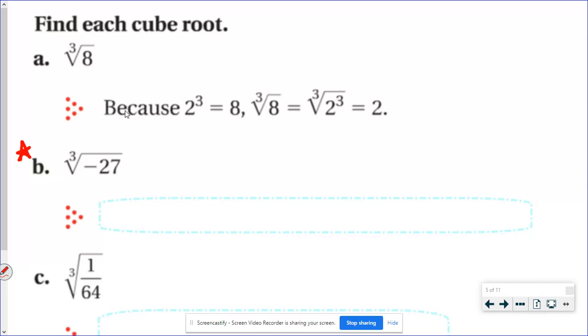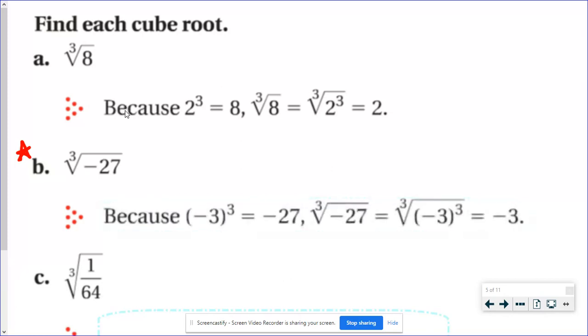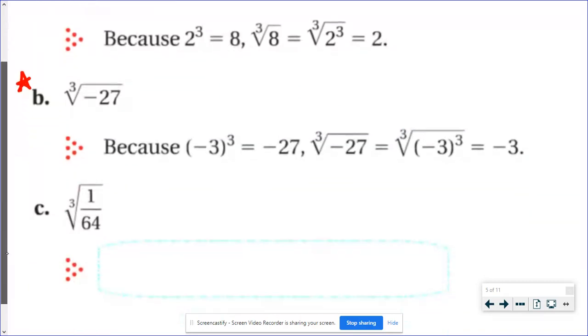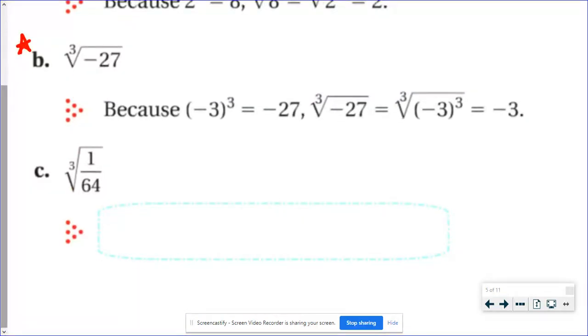It was the square root of negative 49. Couldn't do it. However, I can take the cube root of a negative number because a negative times a negative times a negative, 3 negatives, that'll give me a negative. So that will work. When I take the cube root of just a regular 27, I get 3. So the cube root of negative 27 is going to be negative 3 because negative 3 times negative 3 times negative 3 would be negative 27.